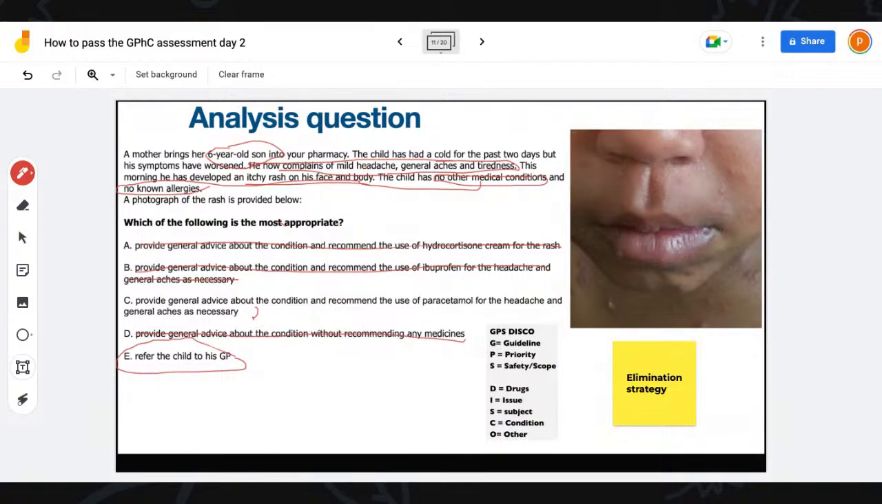It's a mild headache, right? The past 2 days, general aches and tiredness. These are signs of chickenpox. So because of this, we will give the child this. The correct answer will be C, because you're going to give them general advice. You're going to recommend the use of paracetamol, and this option follows this. It ticks all the boxes because it is safe. Paracetamol is safe. It is within your scope of practice. If you went for E, you get the question wrong.